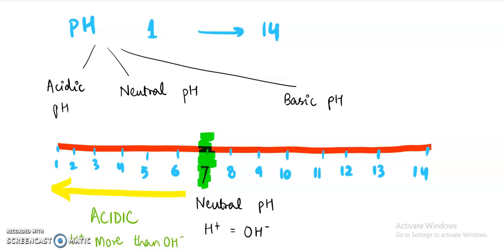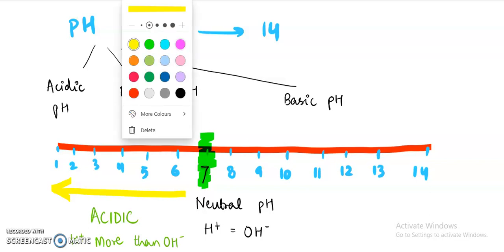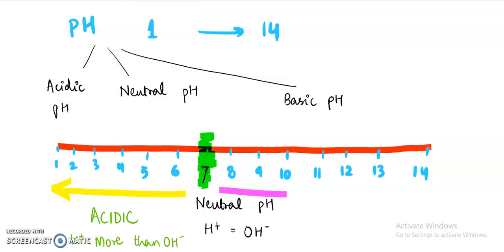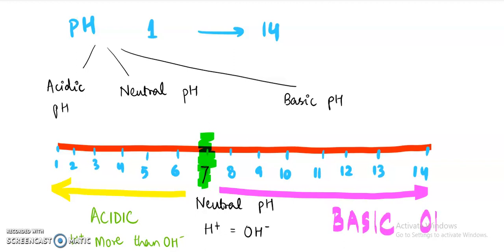However, if we move along the other side, that is this pink arrow, that means 8, 9, 10, 11, 12, 13, 14. If this is the pH, that means it is basic. Basic means OH- ions are more than H+ ions. So the pH scale ranges from 1 to 14. It gives you a measure whether H+ ions are more or OH- ions are more.